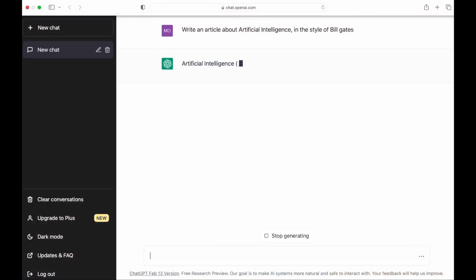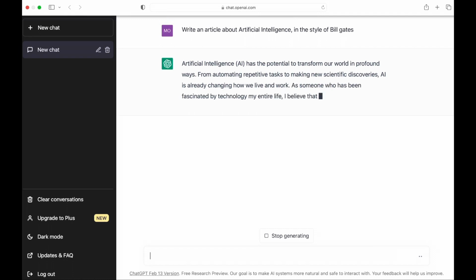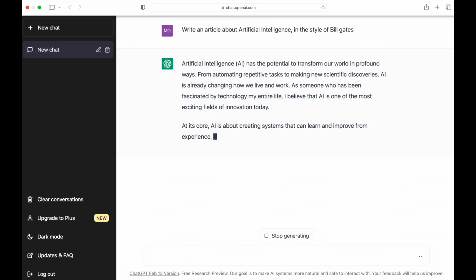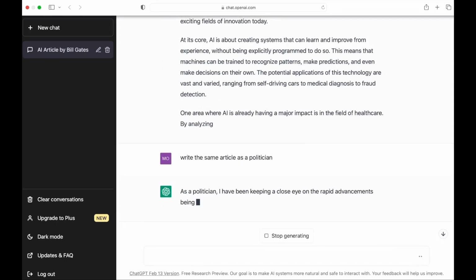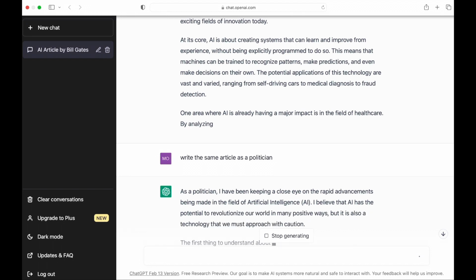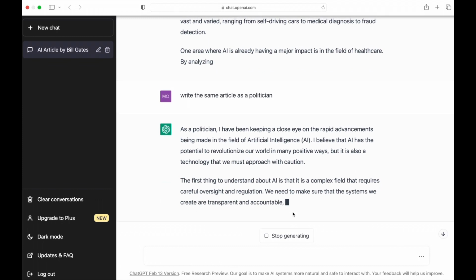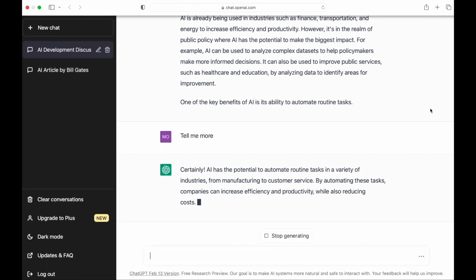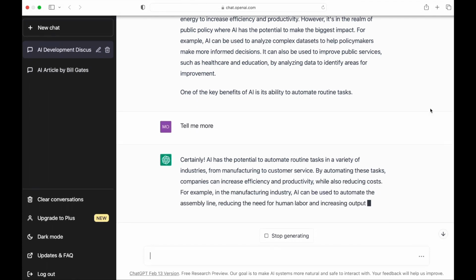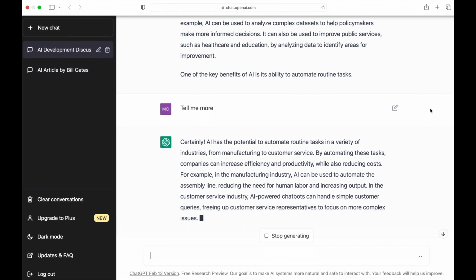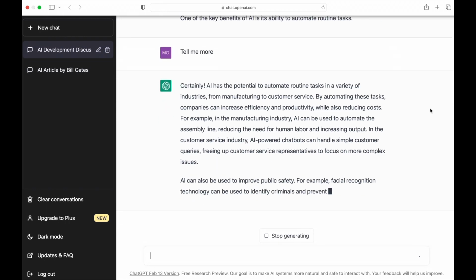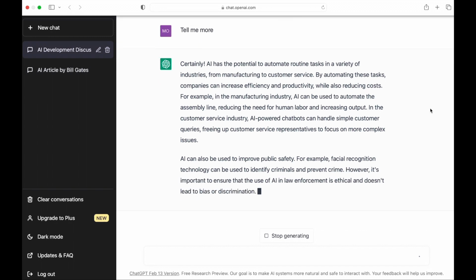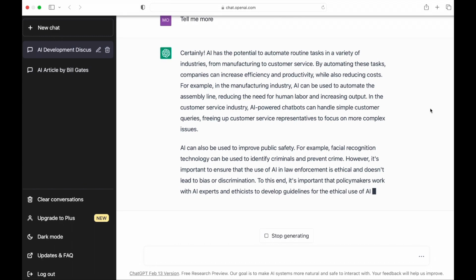I can ask ChatGPT to write an article about artificial intelligence in the style of Bill Gates, and it would service a request based on how Bill Gates would talk about AI. And if I ask ChatGPT to write the same article as a politician, it would service that request conveniently. It's certainly very interesting how the style differs from one person to another. In the middle of conversation with ChatGPT, ask something like "tell me more," and this would prompt ChatGPT to share more details on the same topic that you were discussing with this language model. This is possible because of artificial intelligence and also the fact that this model interacts in a conversational manner.